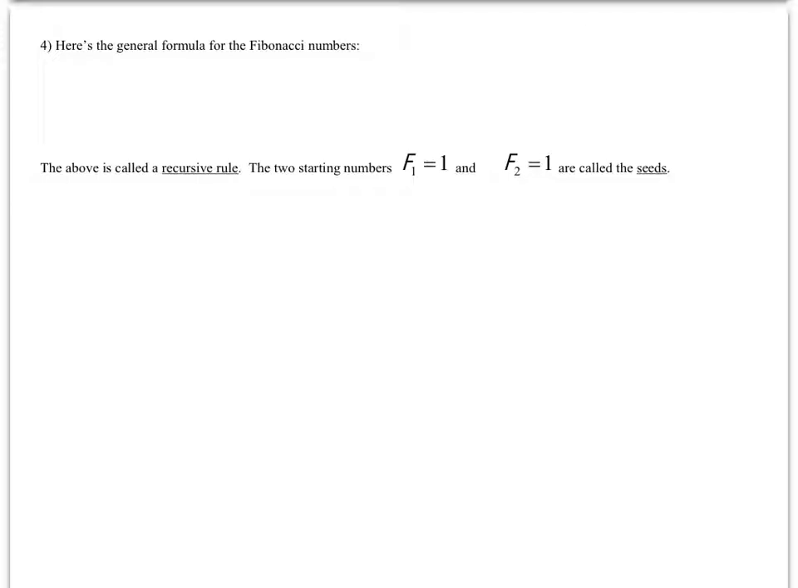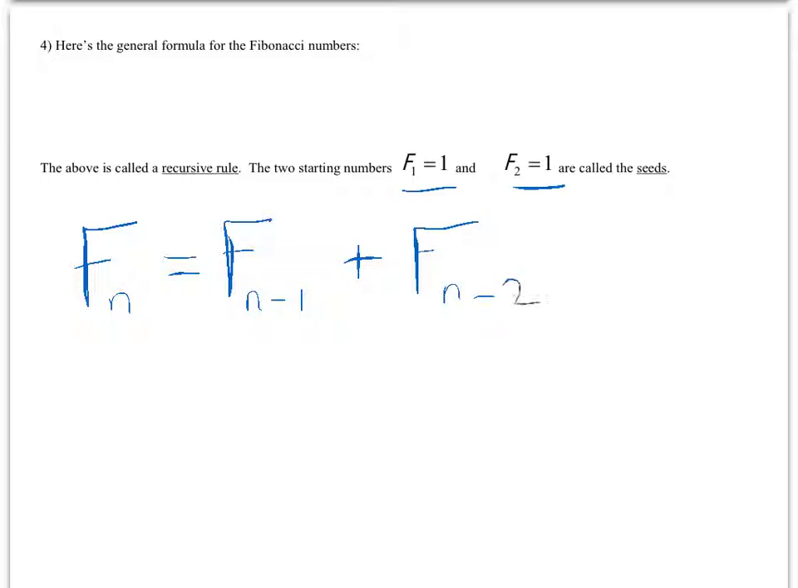Okay, so the general formula for the Fibonacci numbers, I'm going to use a recursive rule, and the two starting numbers are 1 and 1, I have to give you that, and then my recursive rule says that each number is the sum of the two numbers before it. So we're going to use the notation we learned in the last lecture. The nth Fibonacci number is equal to the Fibonacci number right before it, which we said is F sub n minus 1, and the Fibonacci number 2 before it, which is F sub n minus 2. So in English, this says that any Fibonacci number is equal to the Fibonacci number right before it plus the Fibonacci number 2 before it.